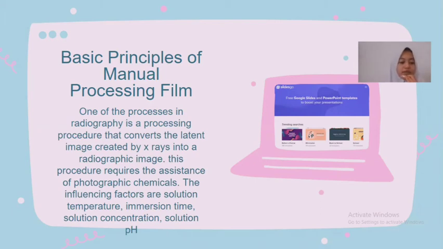In the basic principles of solution temperature, the higher the temperature of the developing agent solution, the more active it is. And for immersion time, the longer the film is in the solution, the higher the resulting density will be, and vice versa. And in solution concentration, the percentage of water to the other chemicals in solution is measured by specific gravity. And the last, solution pH: a solution containing alone or metal will differ from a developer containing phenidone.